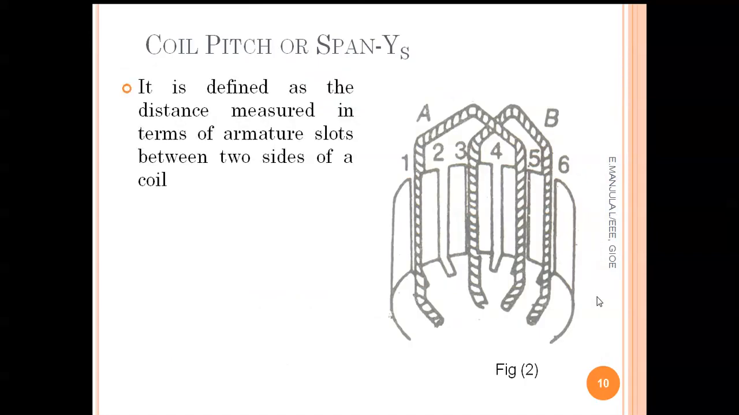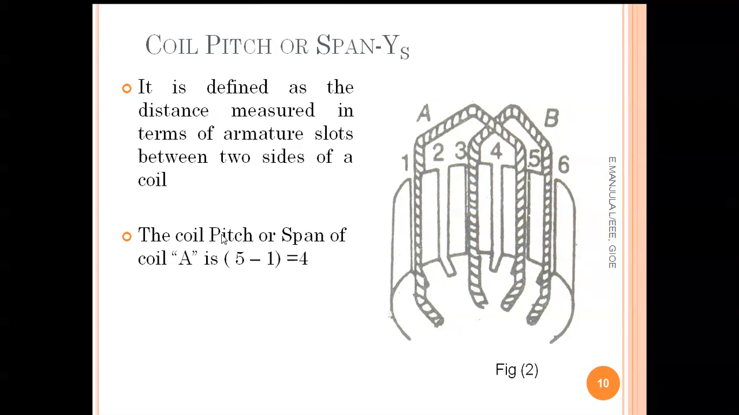So what is coil pitch or coil span, which is represented by YS? It is defined as the distance measured in terms of armature slots between two sides of a coil. So this is one side of a coil and this is another side of a coil.